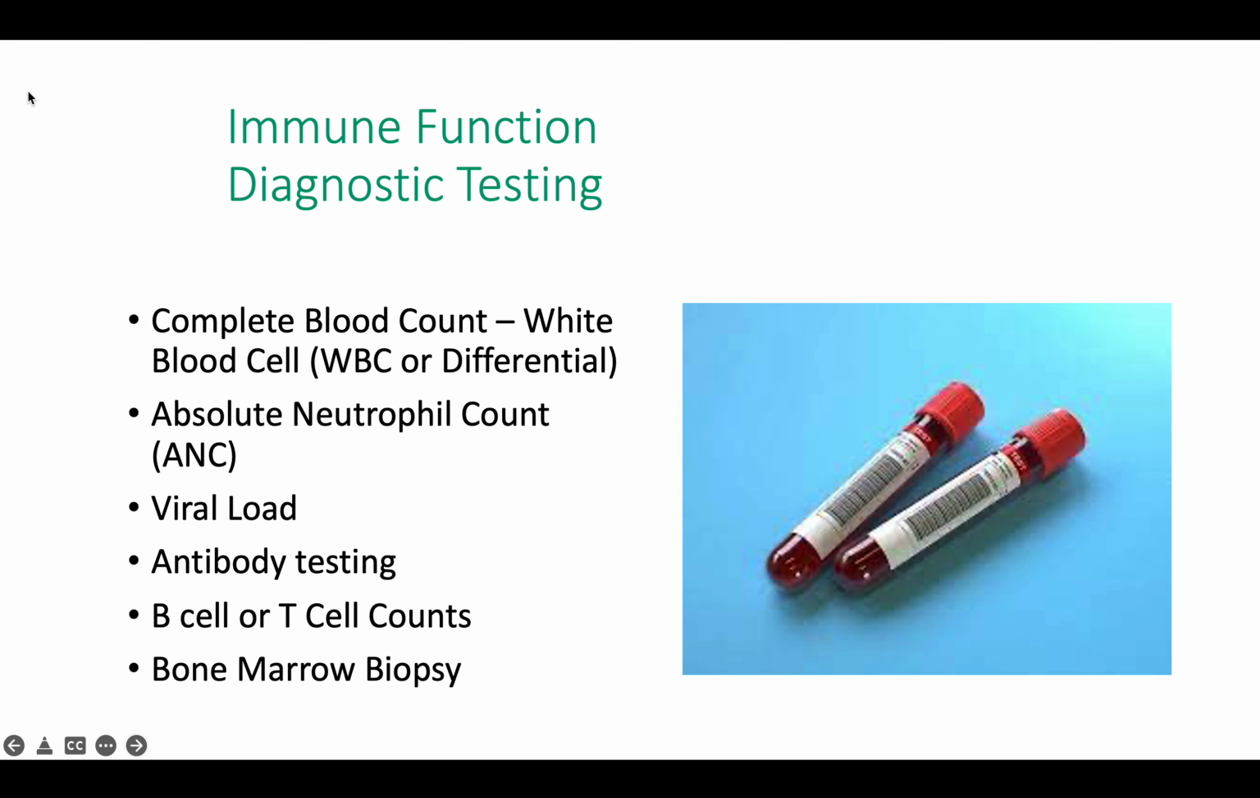We can also look at antibody testing. Is our body producing the proper antibodies? Okay. And then looking at T cell or B cell counts, those specific immune responders. And we can look at the functions of our immune system when we look at a bone marrow biopsy.